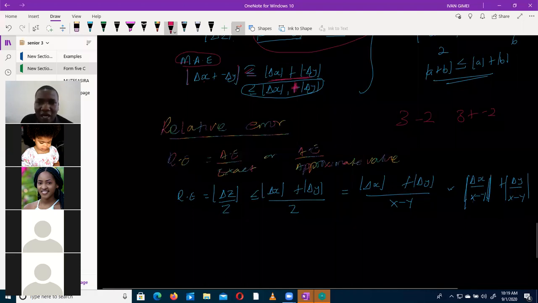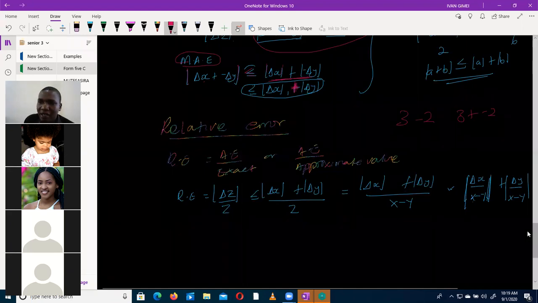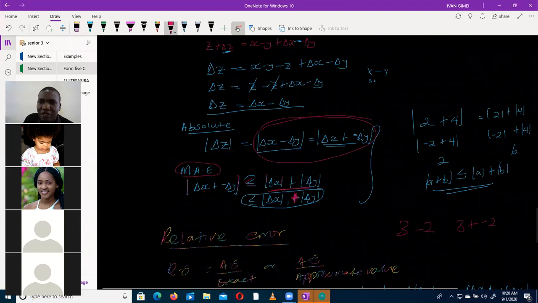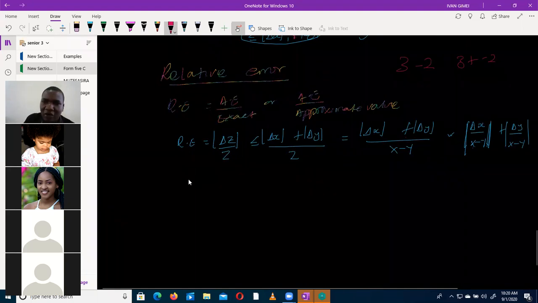When you're looking for the maximum absolute error, the modulus has to be on individual terms. But before we introduce it, we must separate it and attach the negative to only the last term, which is negative dy, so that when you introduce modulus, the negative goes away. And we end up with the maximum absolute error in subtraction. That would be it. Then relative error, we divide by the exact value or the approximate value.